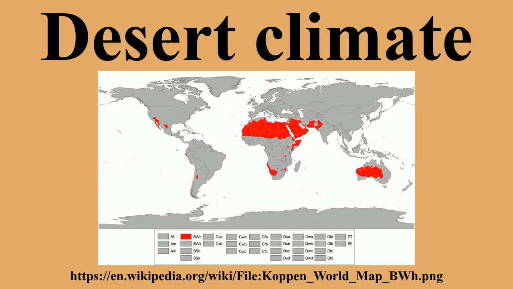Regions of varying classification. As stated previously, there are three isotherms used to delineate between hot and cold desert climates. As a result of this, some areas can have climates that are classified as hot or cold depending on the isotherm used.